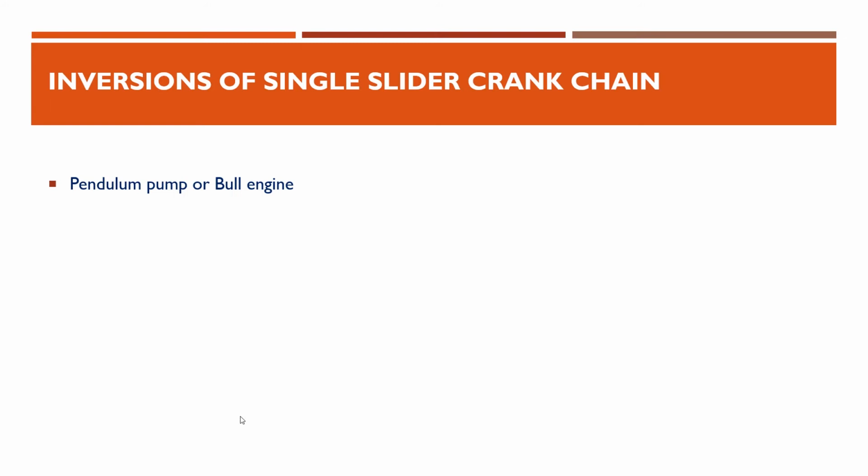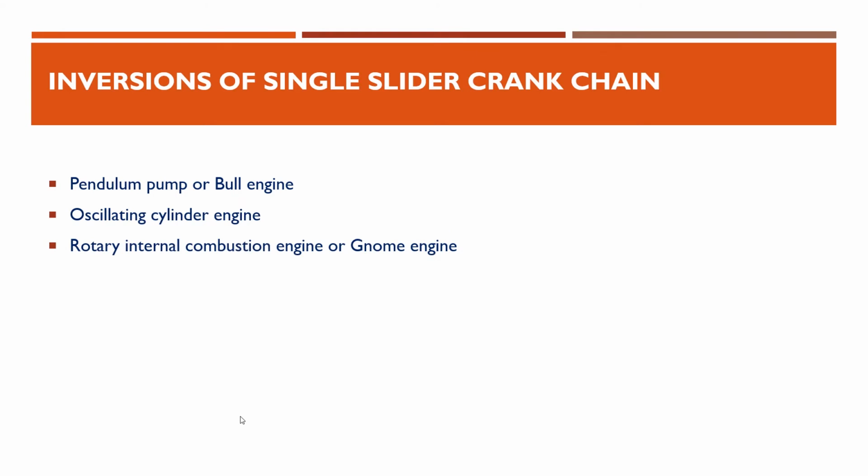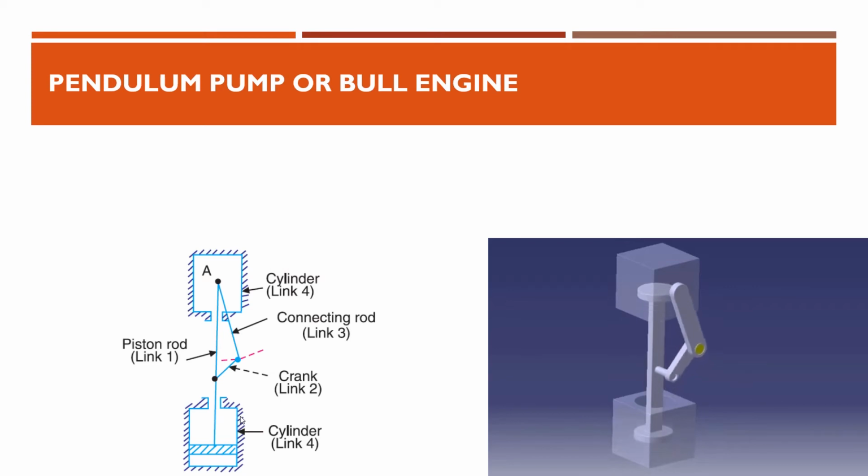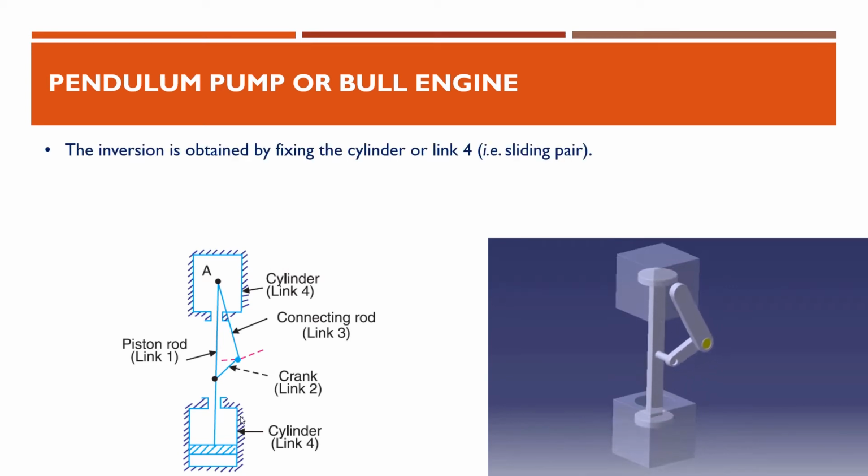The inversions are the pendulum pump or the bull engine, the oscillating cylinder engine, the rotary internal combustion engine, and the crank and slotted lever quick return mechanism. These are the 4 main inversions of the slider crank mechanism. Let us come to the first one, the bull engine or the pendulum pump. Again, the animation is more than enough to explain this. So this is another figure of a bull engine.